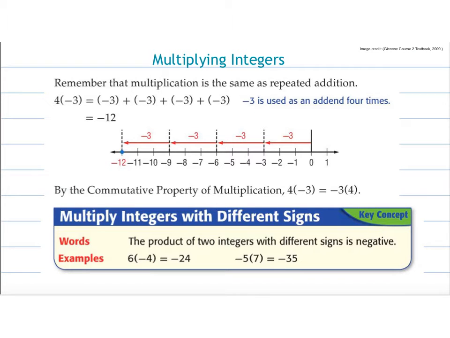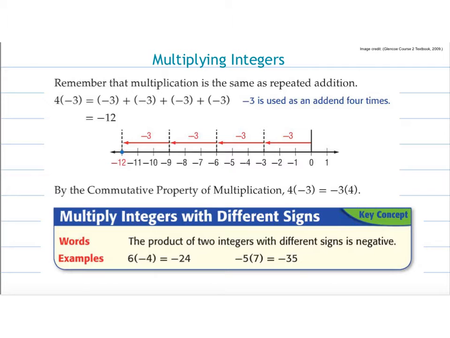When we are multiplying integers, remember that multiplication is the same as repeated addition. So if we have 4 times negative 3, that means we are taking negative 3 and adding it 4 times over. Negative 3 plus negative 3 plus negative 3 plus negative 3 equals negative 12. You just add 3 plus 3 plus 3 plus 3 is 12, and you keep the signs. It shows it here on a number line for you to see.